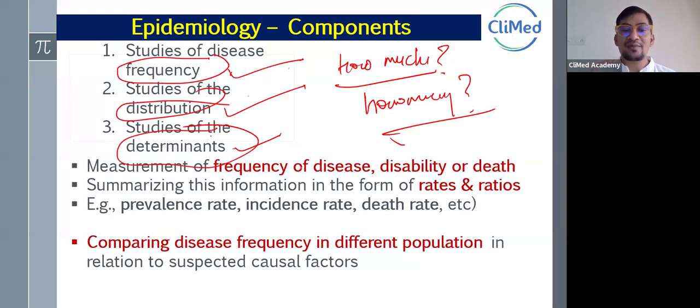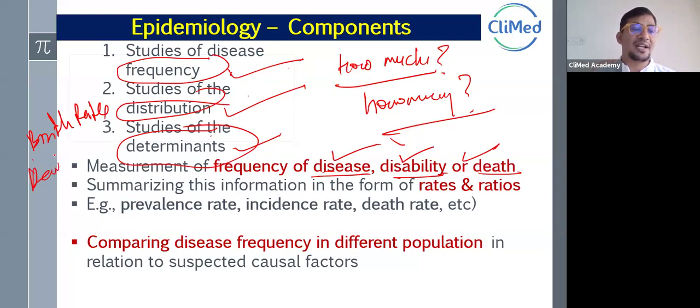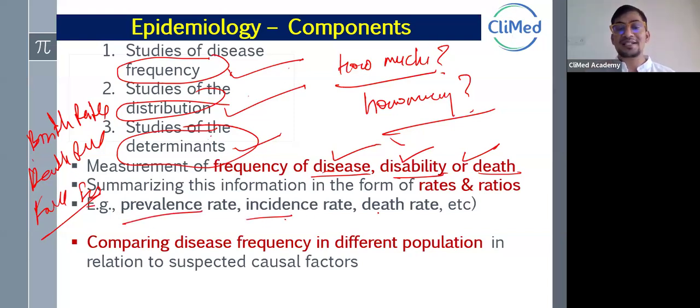So, measurement of frequency of the disease, disability, or death. Frequency of what? Frequency of the disease in the population, or maybe death or disability. Like you have heard of birth rate. Birth rate is frequency. Death rate is frequency. Rate of disease is frequency. So there are multiple things: prevalence rate, incidence rate, death rate. These all are part of frequency, and these all are part of the epidemiological components.